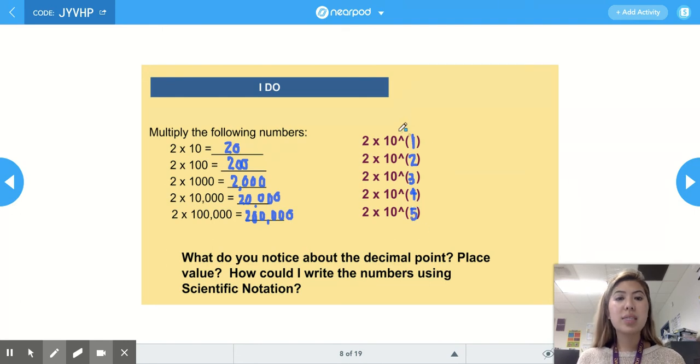And as you can see in this example, when we have a whole number as our coefficient, the exponent tells us the number of zeros that are behind that whole number.